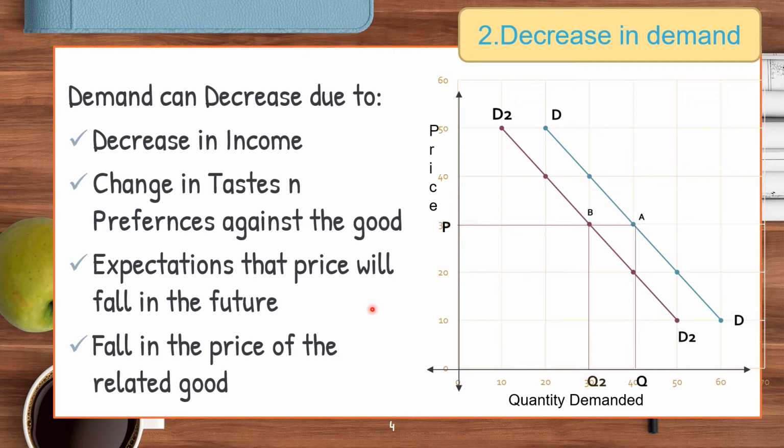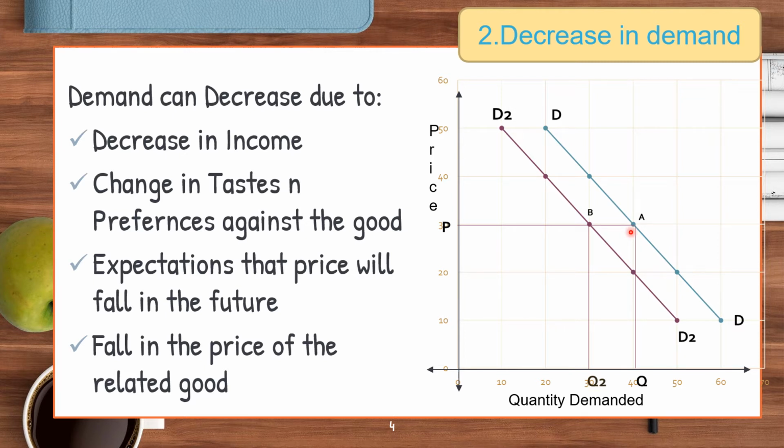Demand could also decrease if there is an expectation that the price of this particular good is expected to fall in the future. So you will demand less now and you will postpone your demand for when the price falls. Demand can also decrease if there is a fall in the price of the related good, because then consumers will shift their demand to the related good because the price of the related good has fallen.